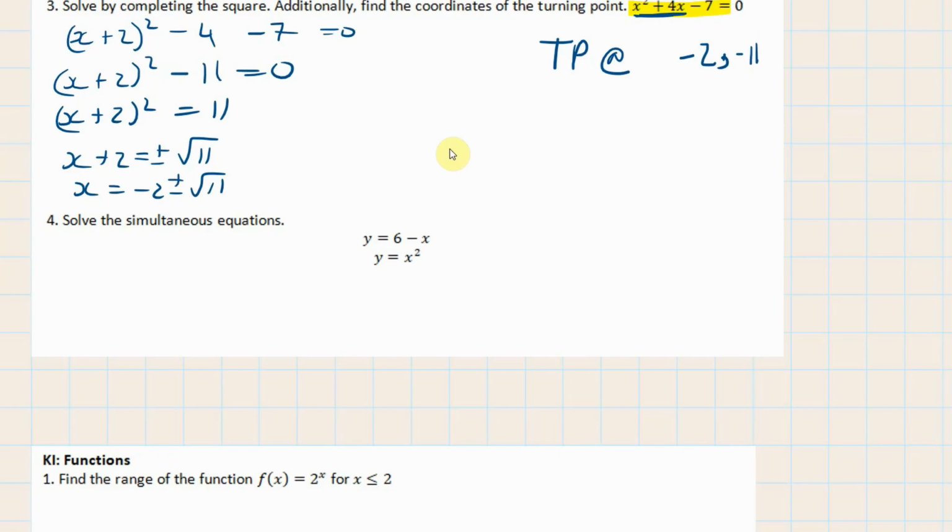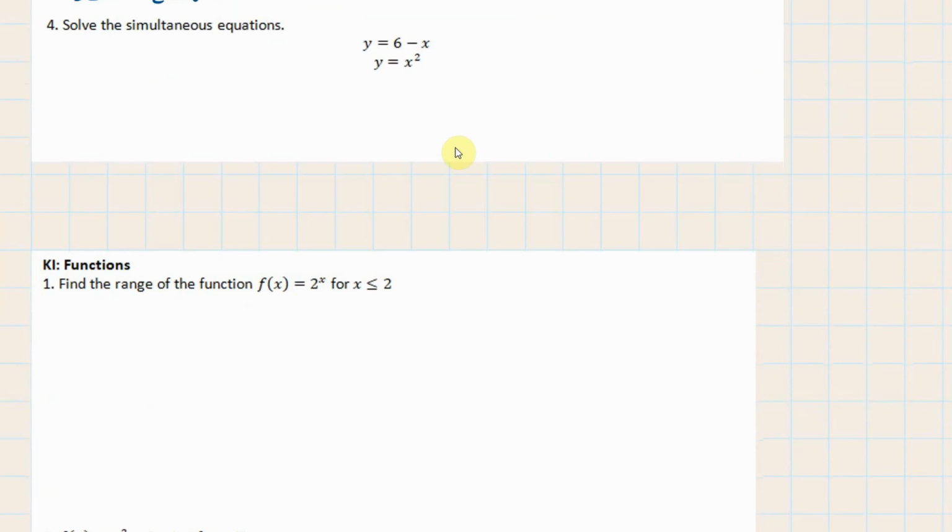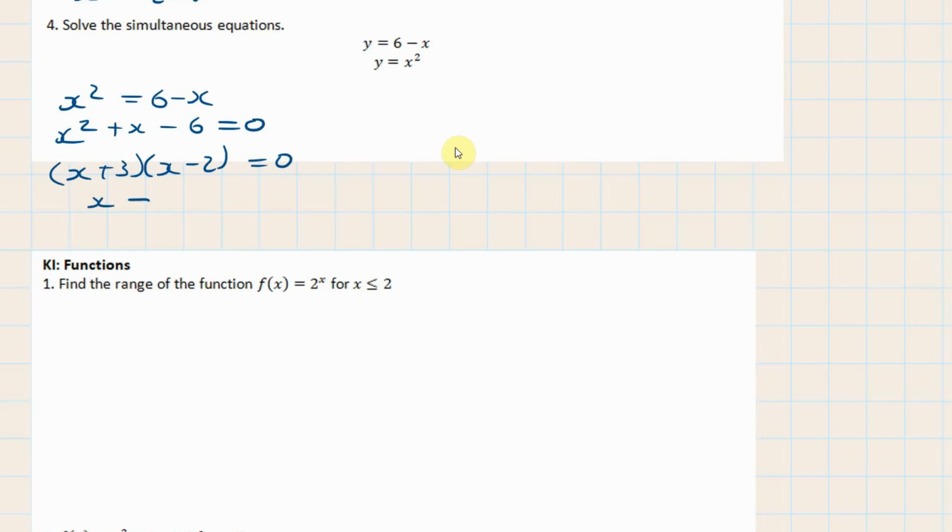Okay, so next one, we are trying to solve the simultaneous equations. Okay, so it's nice and easy. We've got y equals something, y equals something. So we just go x squared equals 6 minus x, because both of those are what y is equal to. Bring everything across to the right-hand side, and then solve the equation. Looks like we can factorize. Yeah, so it's x plus 3, x minus 2. And what does this give us? So equals 0, and that means that x is equal to minus 3 or positive 2.